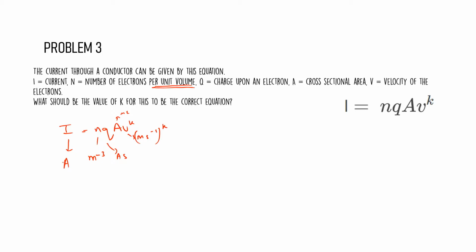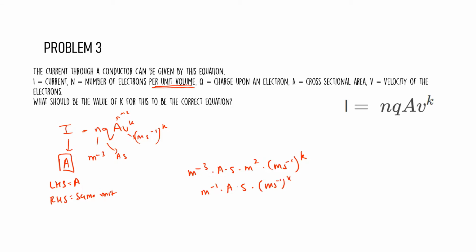So if on the left hand side I have ampere as my unit, then on the right hand side I should also have the same unit, that is, I should also have amperes in order for this to be the correct equation. So the goal is to get ampere on the right hand side, remember that. So we have per meter cube, ampere into second into meter square. Now meter square and per cubic meters can actually get cancelled out using indices. I'm left with meter raised to the power of -1, ampere into second, and then I have meter per second raised to the power of k.